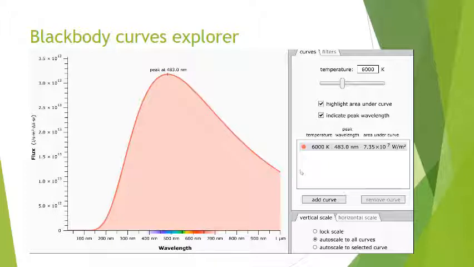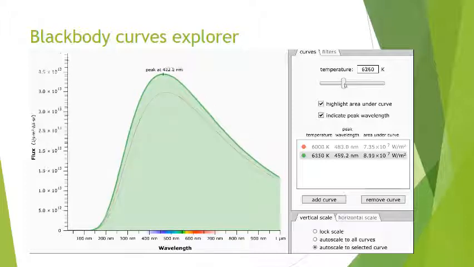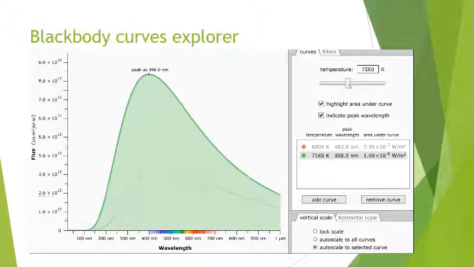Now, I'm going to go ahead and save that one. And now let's add another graph that's going to show, let's choose a cooler star. So let me go down to a 5,000 Kelvin star. Oops.